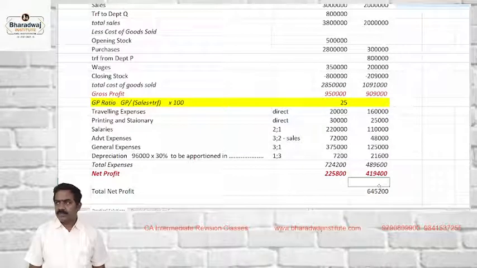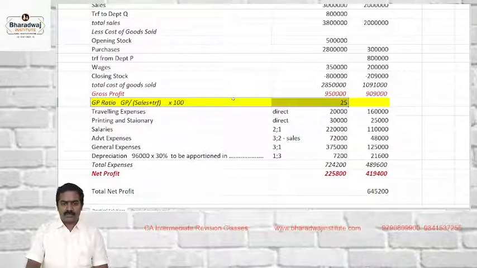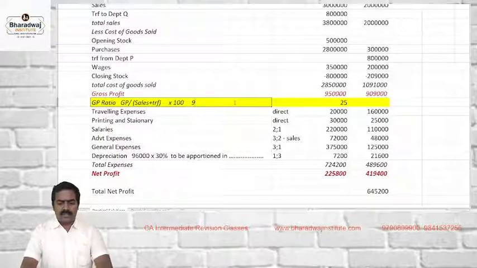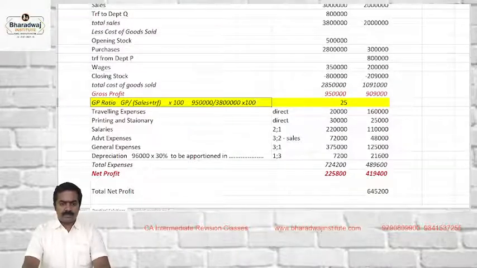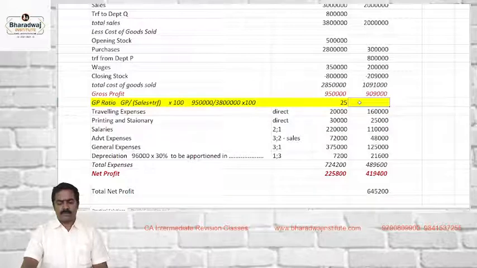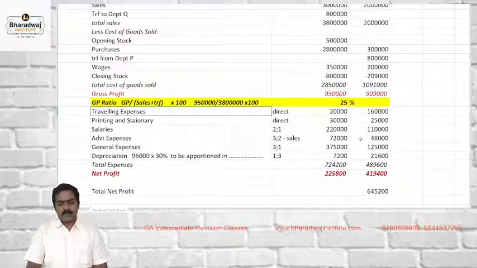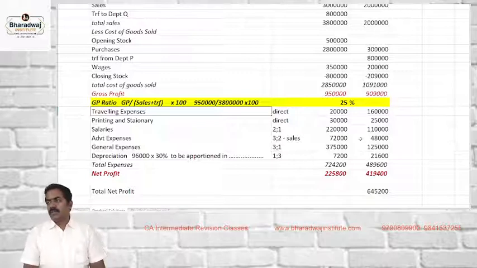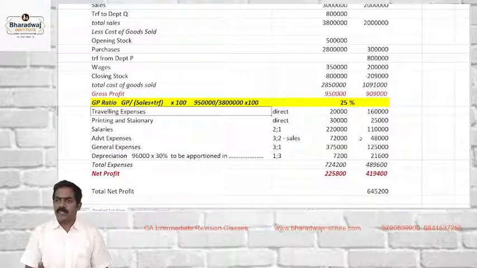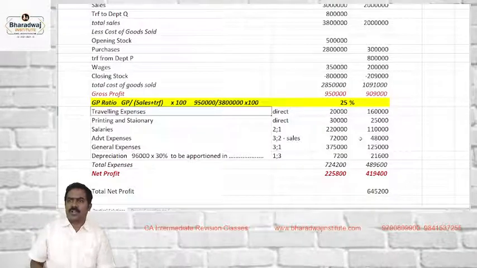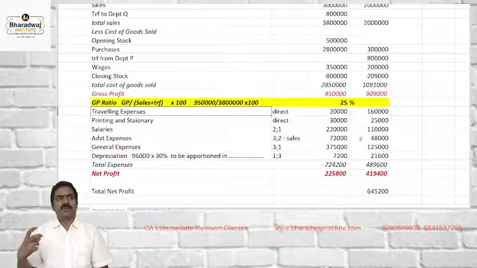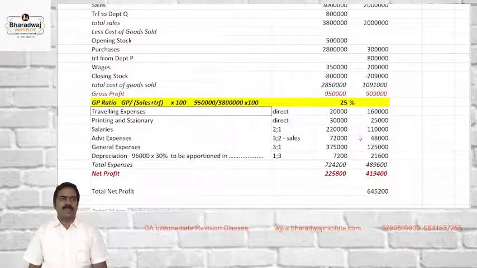Any doubt so far? Any doubt in the GP ratio? Nine lakh 50,000 divided by sales plus transfer. You get 25%. Suppose the question is for 10 marks, up to this, if your solution is correct, it will be only 3 to 4 marks. The next part is going to be the troublesome area for us.